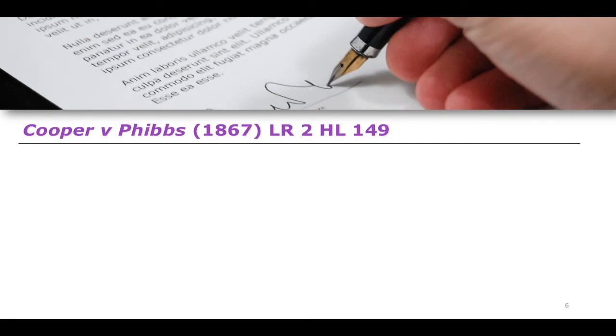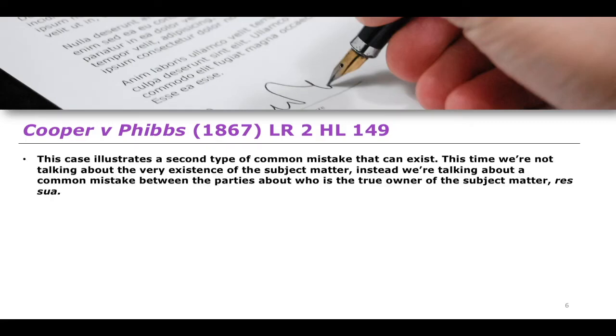In the case of Cooper and Phibbs from 1867, we can illustrate the second type of common mistake that can exist. This time we're not talking about the very existence of the subject matter in terms of common mistake, but rather we're talking about common mistake between the parties as to who the true owner of the subject matter is. This is known as a res sua common mistake.